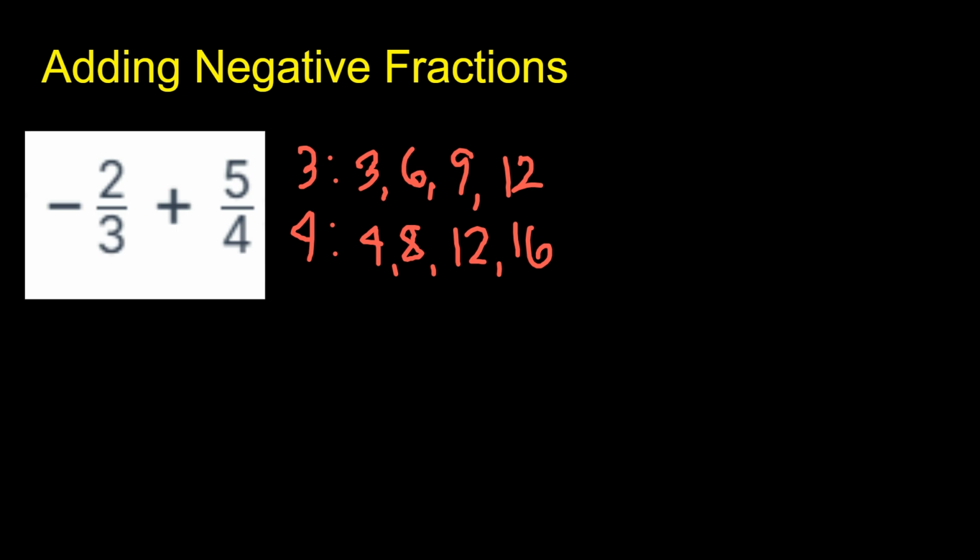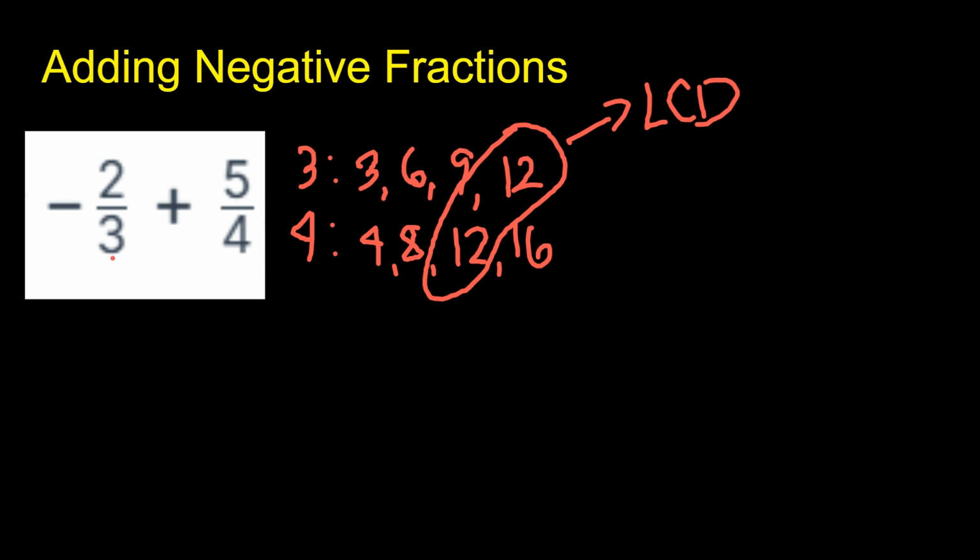Now, as we can see, the least common multiple for both 3 and 4 is actually 12. So that means this will be our LCD, or least common denominator. Remember, by listing the multiples of our denominators, which are 3 and 4, we are able to see what our least common denominator is. In this case, it is 12.